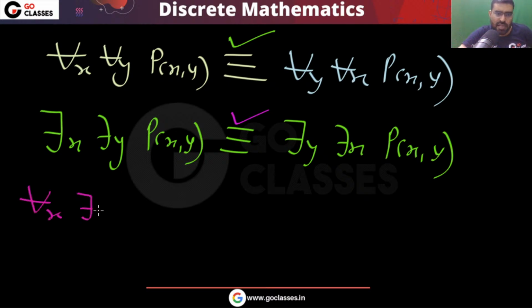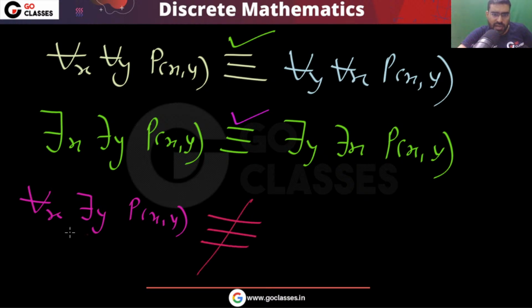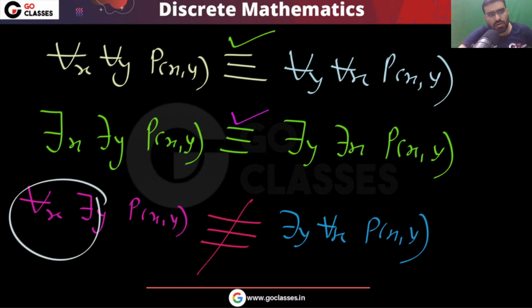But remember, these are not equivalent. For all x, there exists y, pxy, there is a universal quantifier and an existential quantifier. This is not equivalent if you change the order: there exists y, for all x, pxy. They are not equivalent. So you cannot change the order of two different quantifiers.